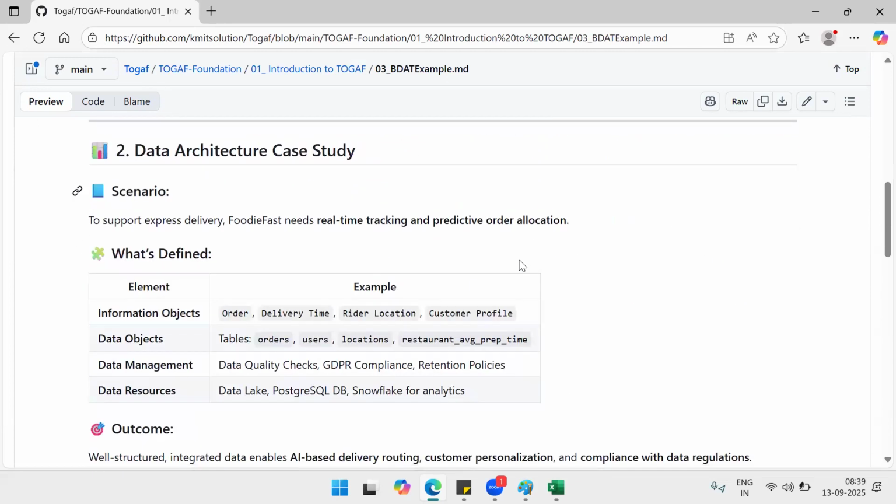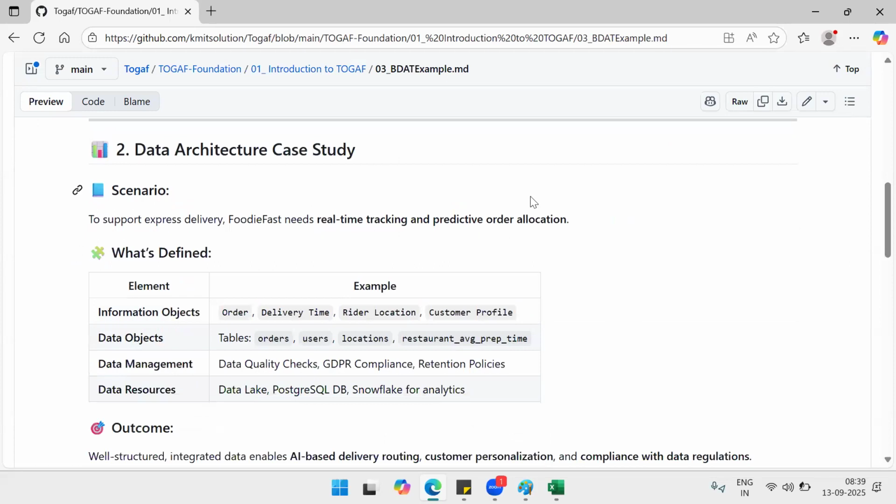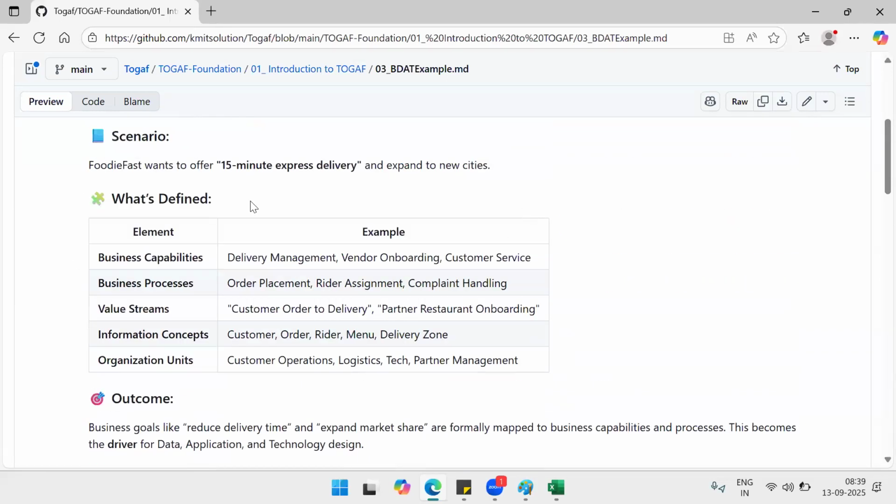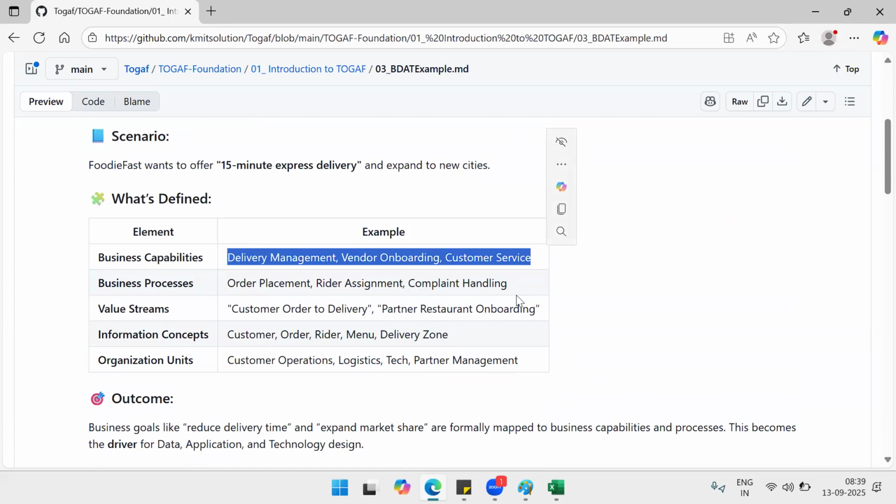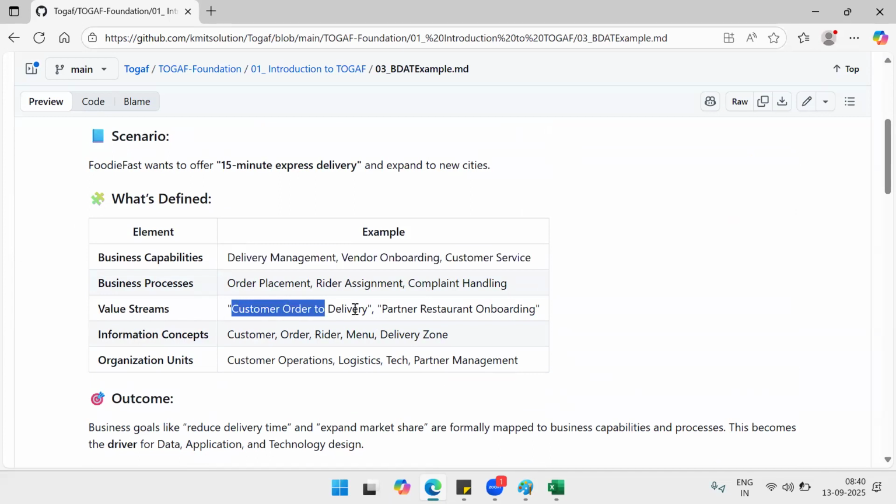I have divided this into different categories. First one is the business capabilities: delivery management, vendor onboarding, customer services, right? So you are defining the scope for your business. You are saying what the different processes are, like order placement, rider assignment, complaint handling. Value streams: order to customer, order to delivery, partner restaurant onboarding. Information concepts like customer order.